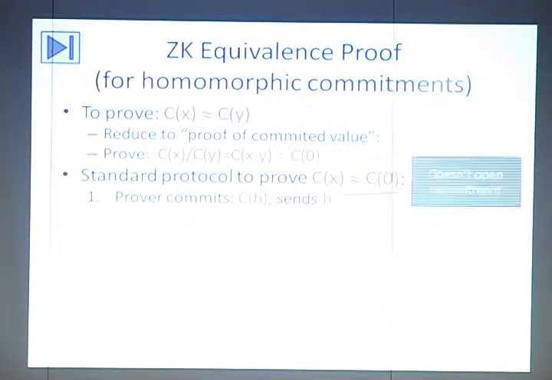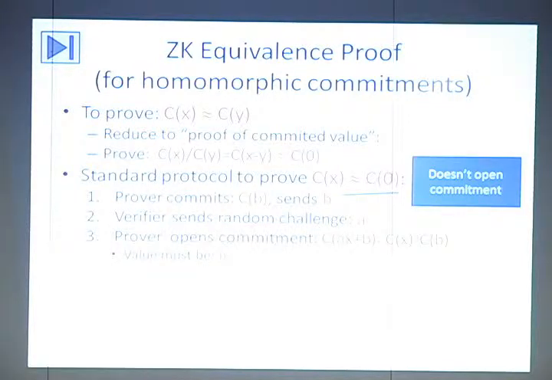But this isn't an opening of the commitment. This is just a claim that this commitment actually opens to b. Next, the verifier picks another random value, say a, and sends a to the prover. And now the prover actually opens a commitment, but the prover opens the commitment to ax plus b.